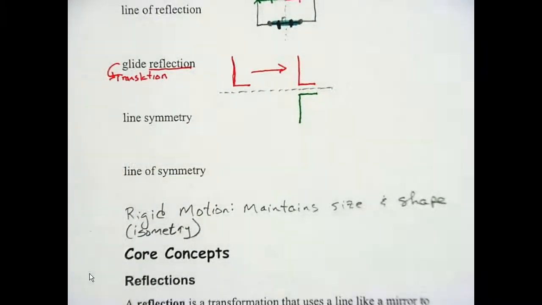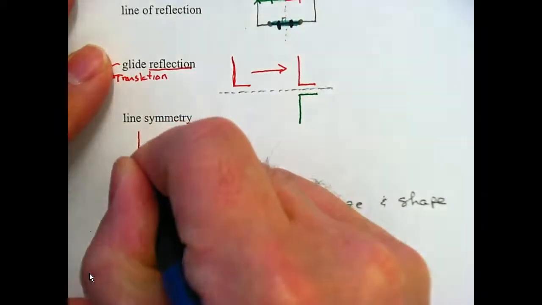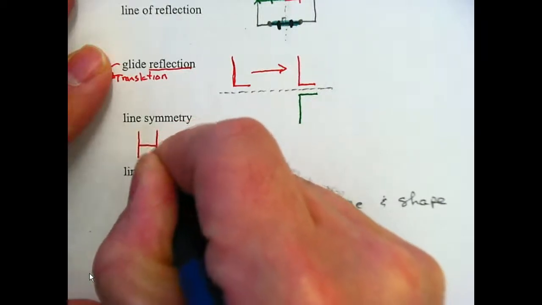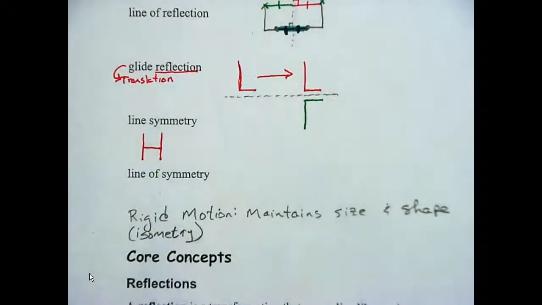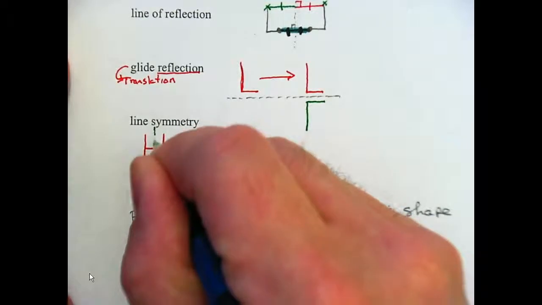Let's say something can have line symmetry. Name a letter that has line symmetry. Yes, H. H has line symmetry. So here is my capital H. My capital H has line symmetry. The line of symmetry is the line that it reflects across. So the line of symmetry for letter H is right there.